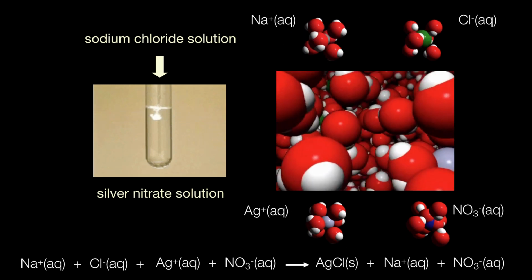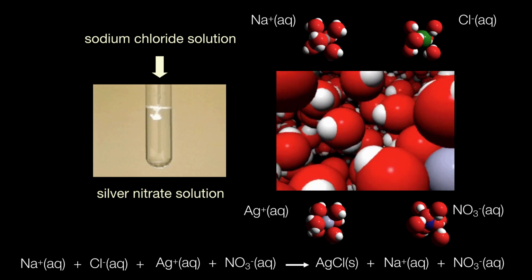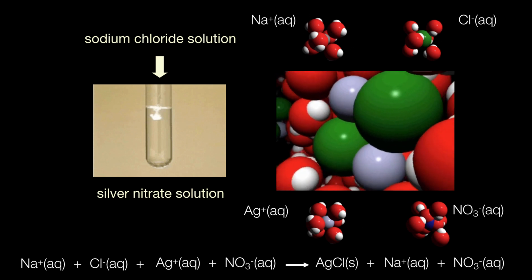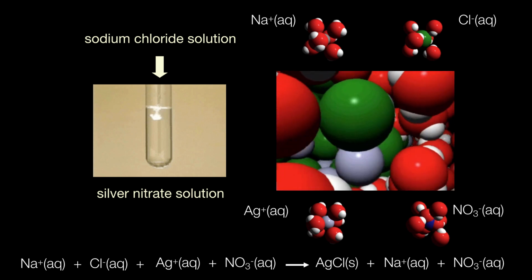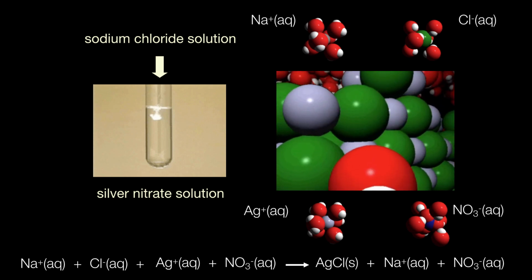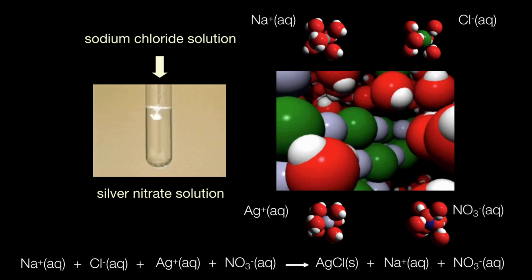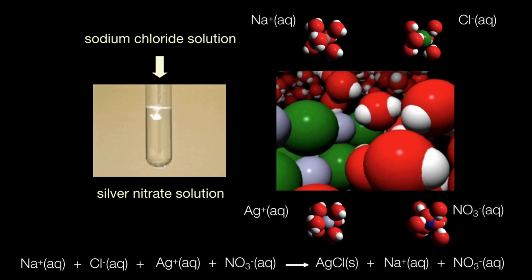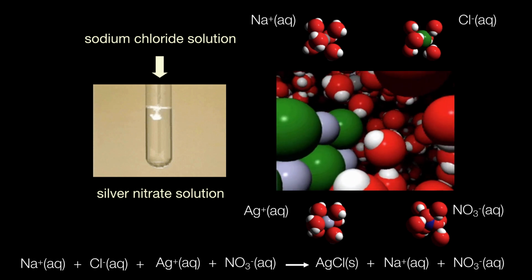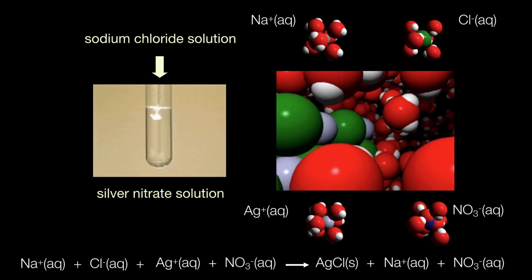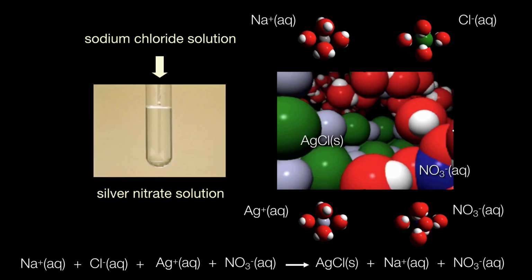When silver and chloride ions collide, they can imagine the formation of transient ion pairs that combine together to form an extended ionic lattice of silver chloride, with ions leaving and joining the lattice. The sodium and nitrate ions don't take part in the precipitation reaction. So it's easy to see that the nitrate ions are not involved in the precipitation and are called spectator ions.